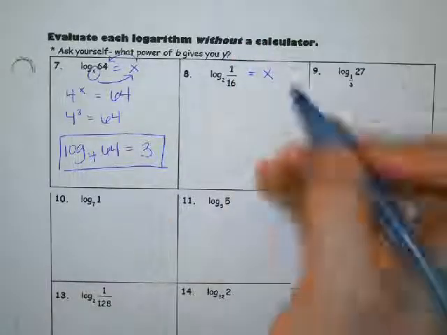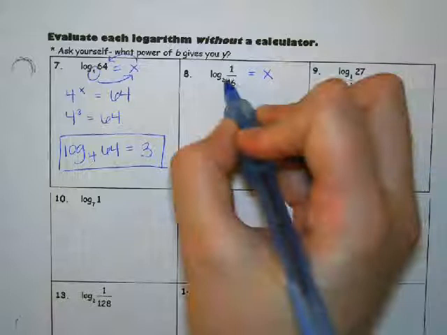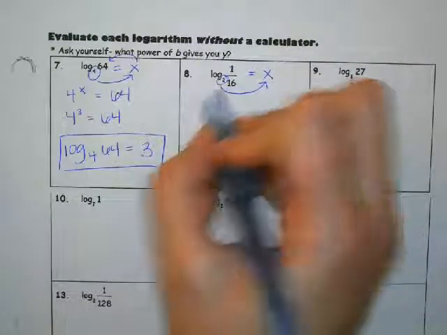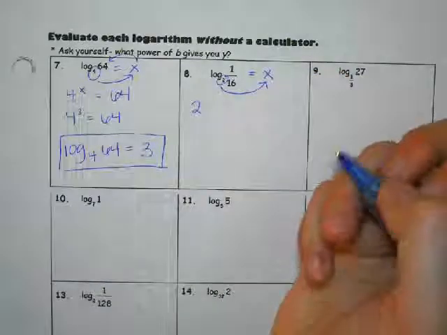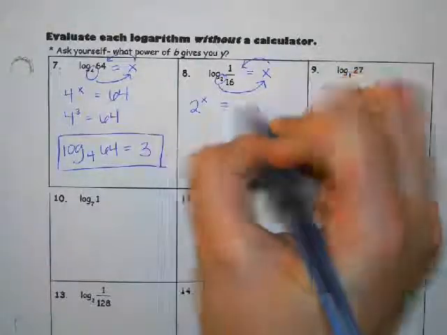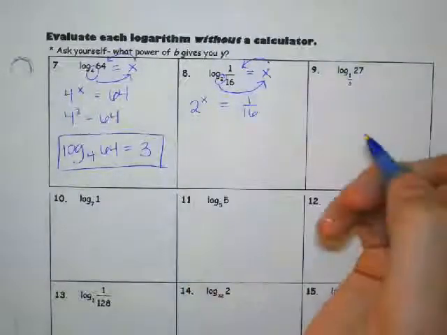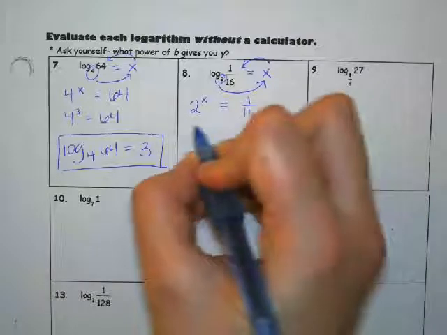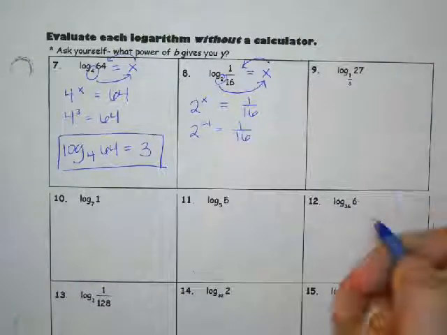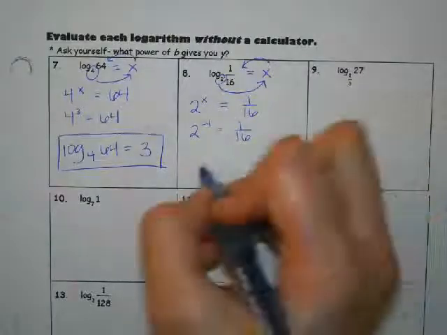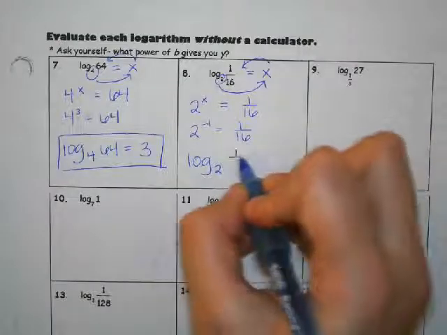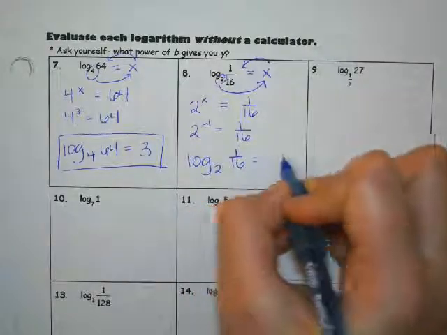So this one we're going to say equals x because we don't know, and we'll go ahead and convert it into the exponential form. So the base of 2 becomes the base of the exponent. 2 to the x equals 1/16. And when we look at our chart, we can see that that should have been -4. So that means that log base 2 of 1/16 equals -4.